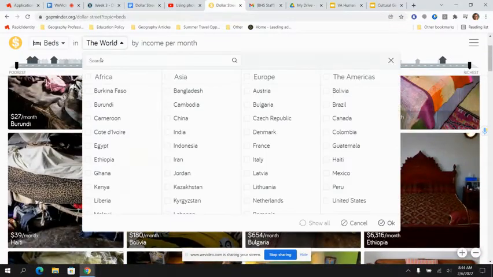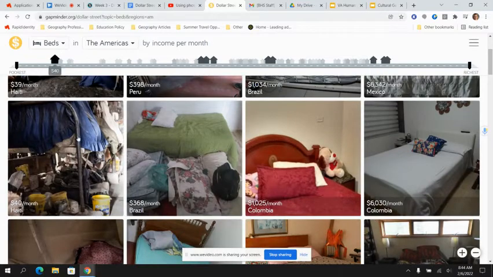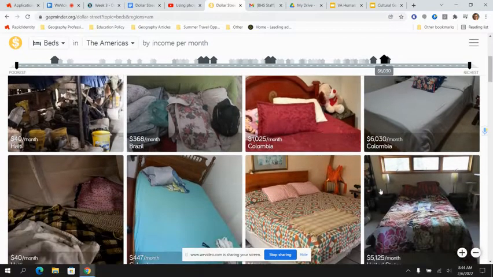The other thing you can do is we could take a look at beds in the Americas. So that'd be North and South America. And I could take a look at beds all over the Americas. I could take a look at wealth and take a look at this.